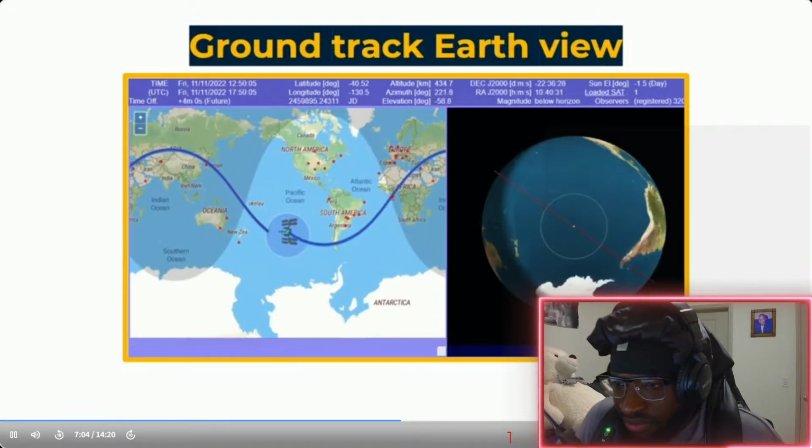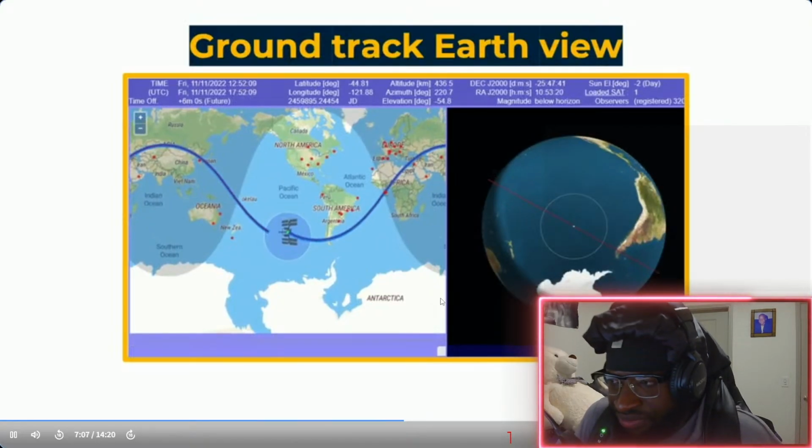Remember that the satellite orbits in this local time plane, but the Earth is rotating. You are not at the same place. You don't come back to the same place. The Earth is rotated.